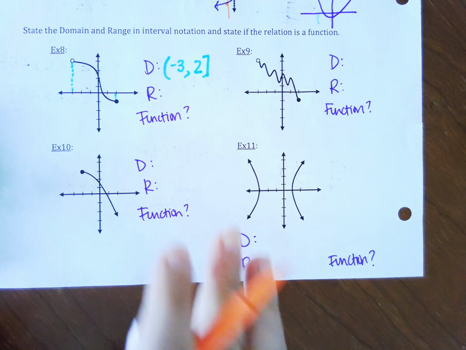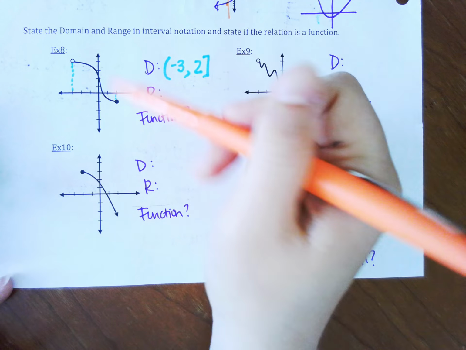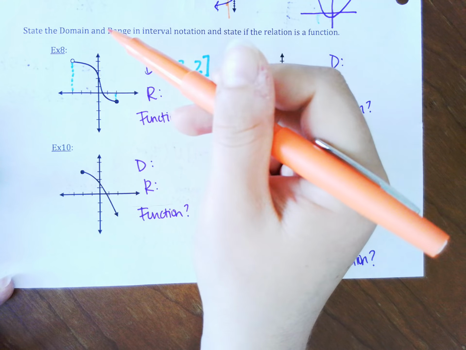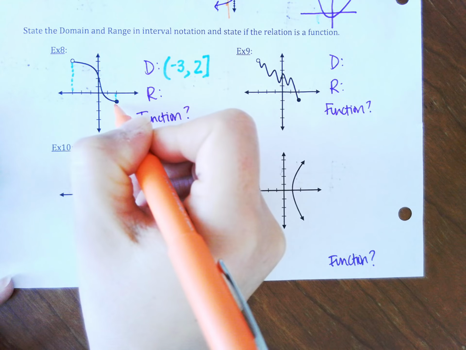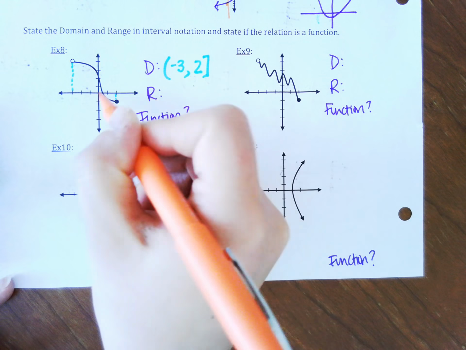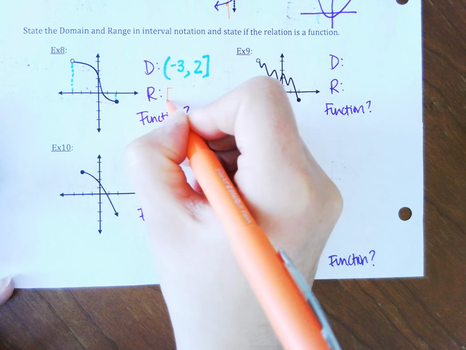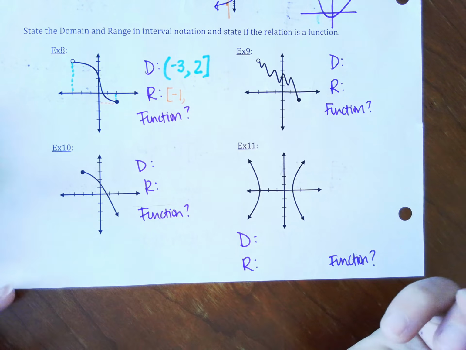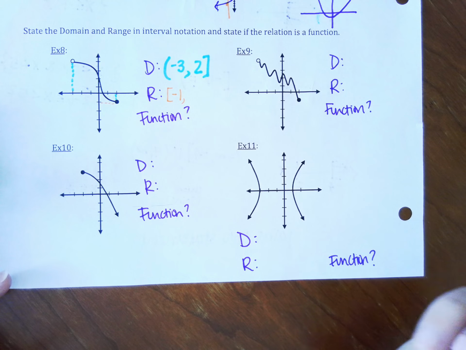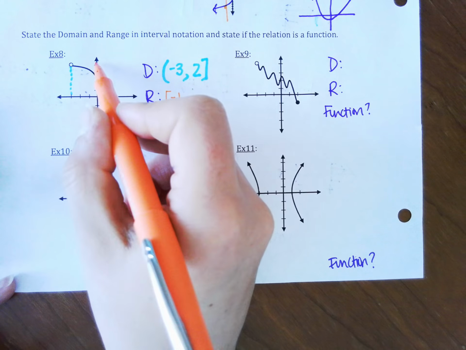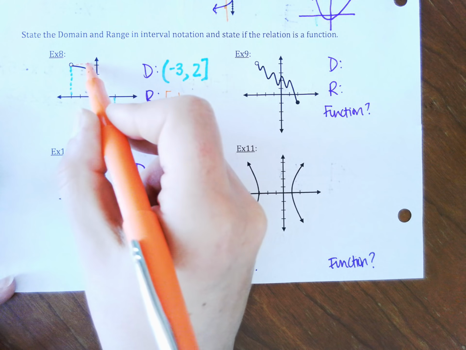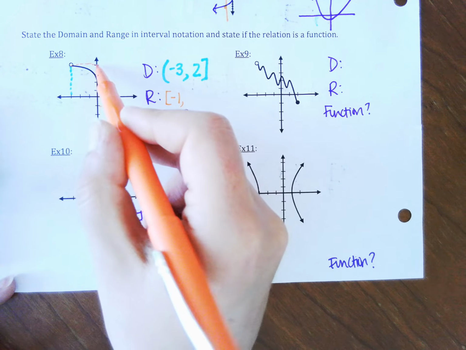For our range, same question. We're looking at this number line here. We're deciding what's our lowest point. So our lowest point here is actually the point all the way to the right. That happens at -1, and -1 again is included since it's a closed circle. And our highest point that we're looking at is this point right here, which lines up with our y value of 1, 2, 3, 4.